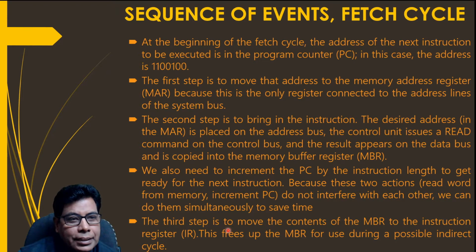So what is the first step? It is to move the address to the memory address register. Then the second step is to move the instruction opcode to the memory buffer register, and the third step is to move the contents of the memory buffer register to the instruction register. Only here we have to consider the increment of the program counter for the next instruction.